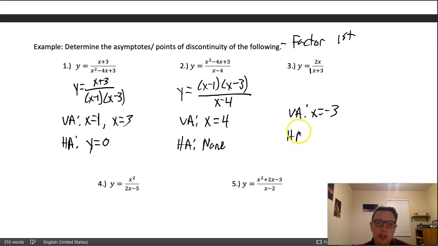What about a horizontal asymptote? A horizontal asymptote will happen... See, our degrees are 1 and 1. So that means we have to divide the biggest terms of x together. So our horizontal asymptote will be 2x over 1x. Or cancel out those x's, it's going to be 2 over 1. So our horizontal asymptote is y is equal to 2.